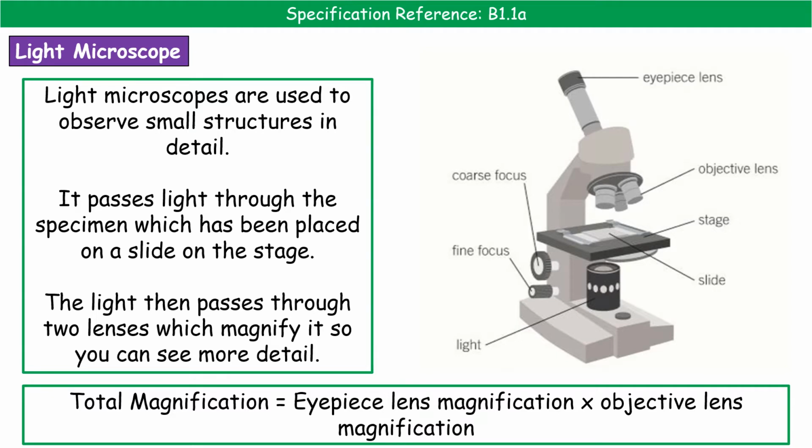Now, what we need to know are two calculations as far as microscopes go. The first one is total magnification, which quite simply is multiplying the eyepiece lens by the objective lens. So the question will say that the eyepiece has a magnification of times 10, the objective lens has a magnification of times 4. What is the total magnification? So 4 times 10 is times 40.